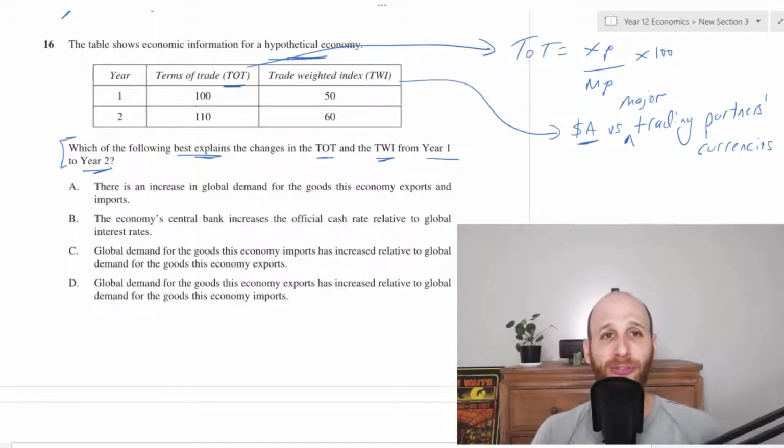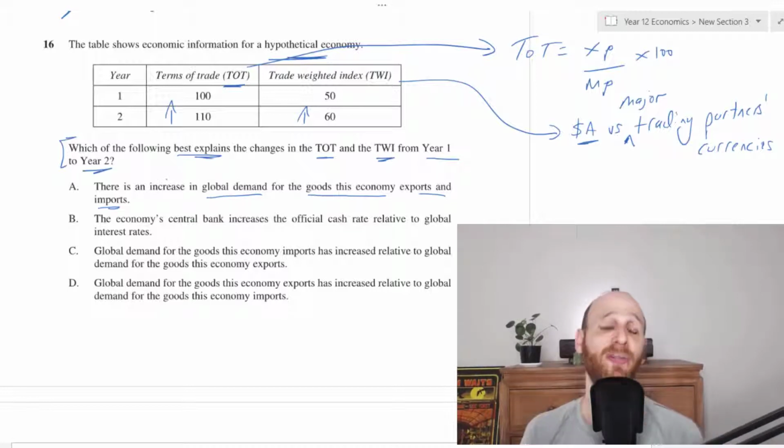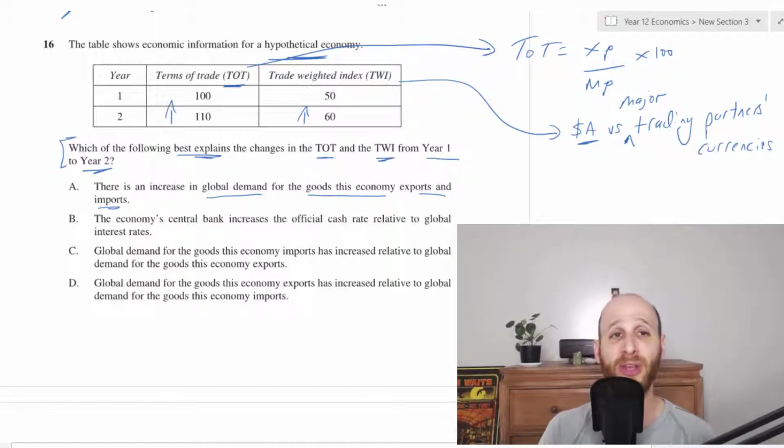Which of the following best explains? So we can see that the terms of trade have appreciated and the TWI has appreciated as well. So A says there is an increase in global demand for the goods this economy exports and imports. If it said just exports, I might be cool with that because increased demand for exports would mean higher export prices, greater demand for the currency of this hypothetical economy. But if there's greater demand for imports, then maybe the terms of trade won't move. There's greater demand for imports, higher import prices, not going to change. I don't think A is right.